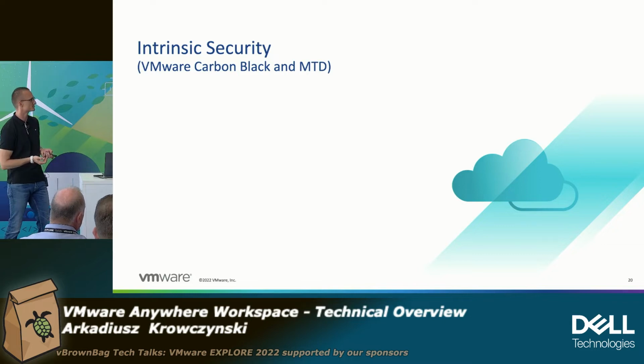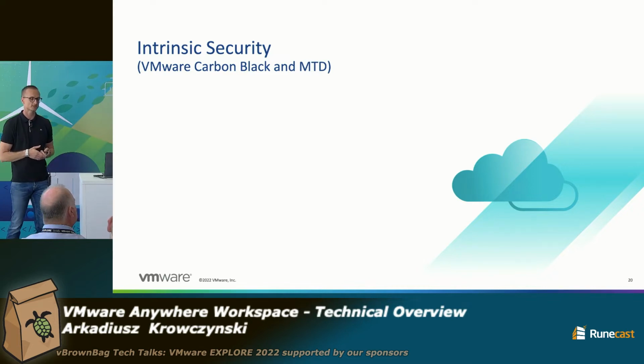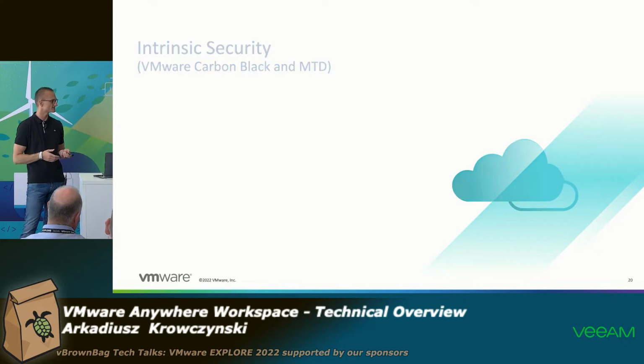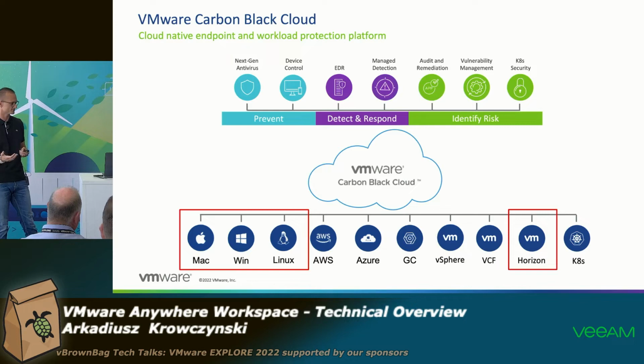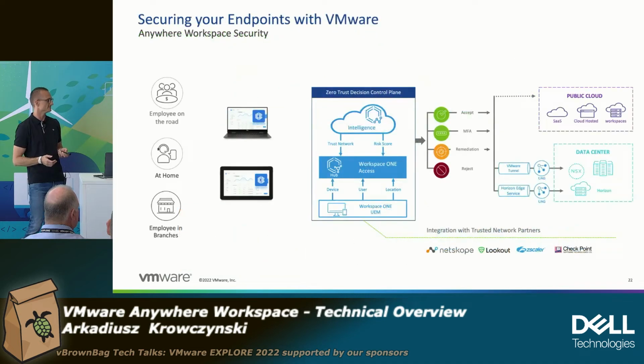Then let us focus on the intrinsic security topic. With intrinsic security, here it is Carbon Black and MTD, our latest release when it comes to mobile threat defense security for mobile devices. Within Carbon Black, we have the option to secure several kinds of devices: clouds, endpoints, Kubernetes, and so on. But we, from the EUC side of the house, are for sure focusing on Mac, Windows, Linux, and Horizon.